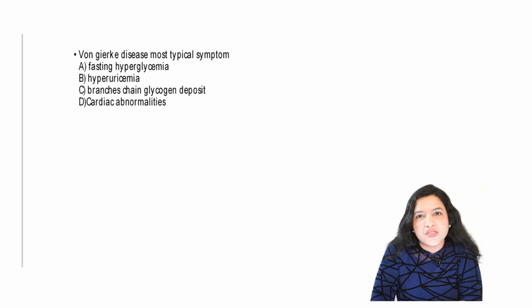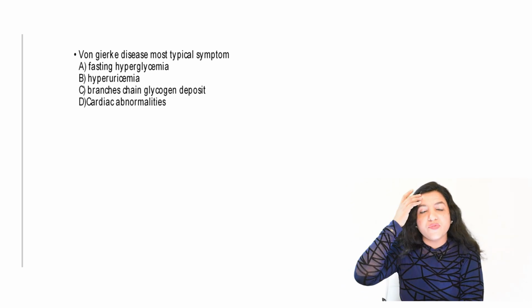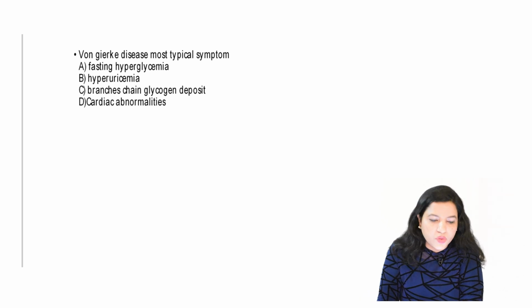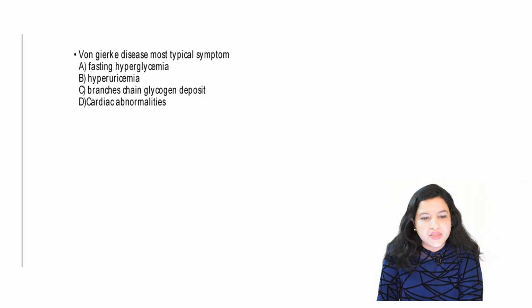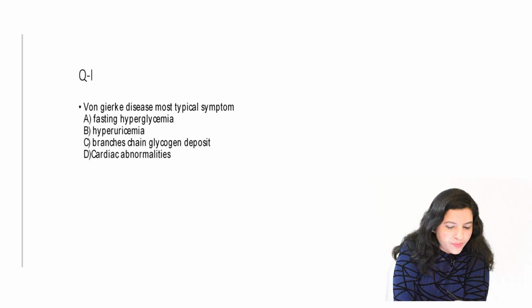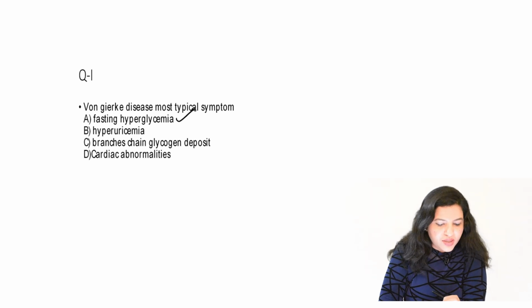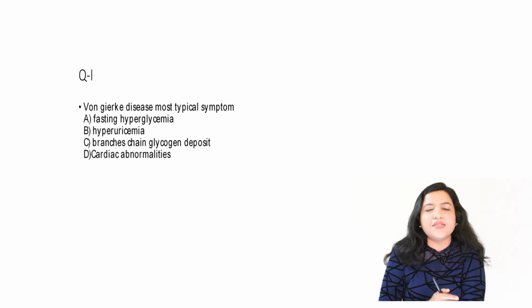The first question is, what is the most typical symptom of von Gierke's disease? The first option is fasting hyperglycemia. Remember, it is not fasting hypoglycemia, it is hyperglycemia. Hyperuricemia, branched chain glycogen deficit, cardiac abnormalities. So we will be seeing one by one. First we will consider the fasting hyperglycemia.